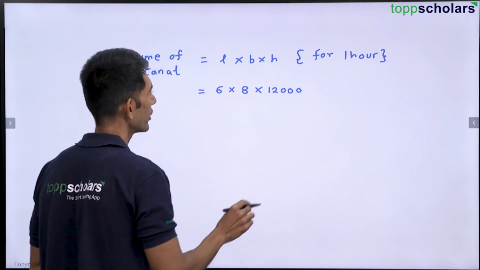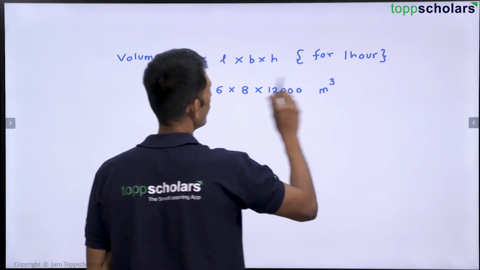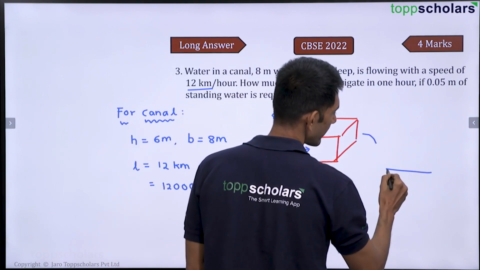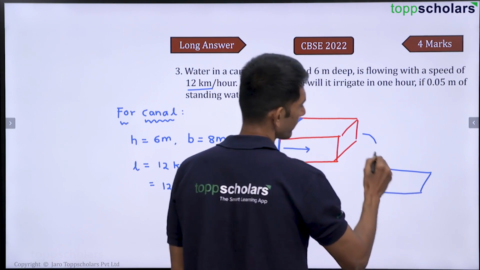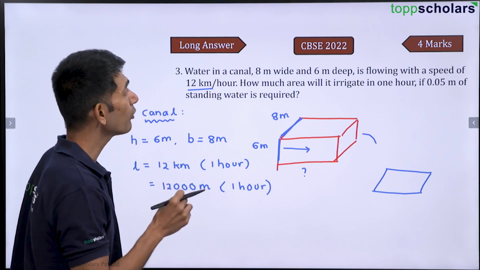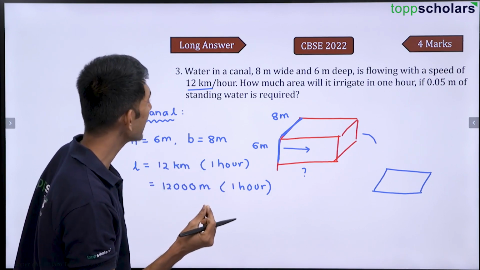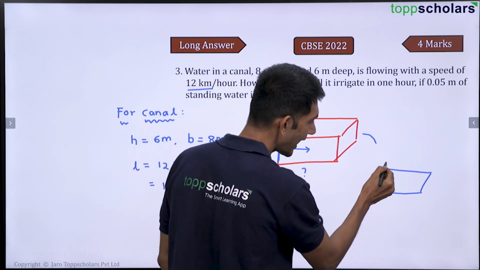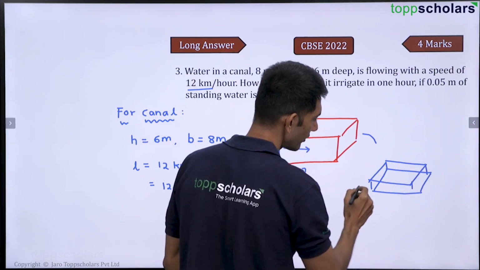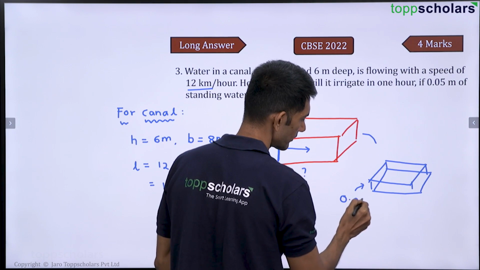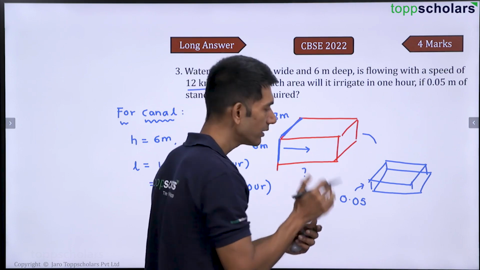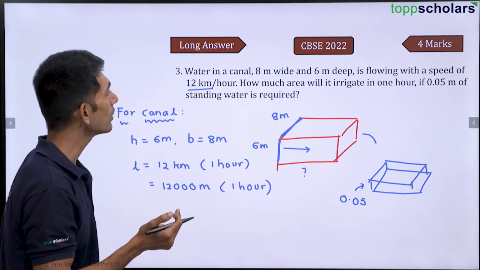Correct? Meter cube. Okay. So in 1 hour, it is supposed to irrigate a land. So here, there is a rectangular land, you can say. So the water is coming on this particular land, and then if 0.05 meter of standing water is required, so basically the height over here is given. What is the height? The height is 0.05. Now this volume and this volume will be equal for 1 hour. The same water is going here. All we need to do is we need to find out how much area.